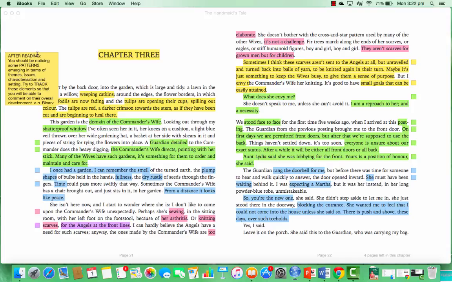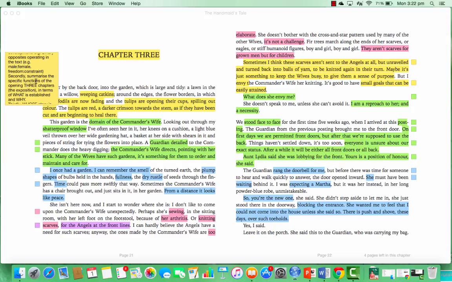After reading Chapter 3 of The Handmaid's Tale, you should be noticing some patterns emerging in terms of themes, issues, characterisation and setting. Continue to track these elements so you'll be able to comment on their overall development. You might start to consider the use of binary opposites operating in the text, male versus female, freedom, and how it's represented in opposition to constraint.